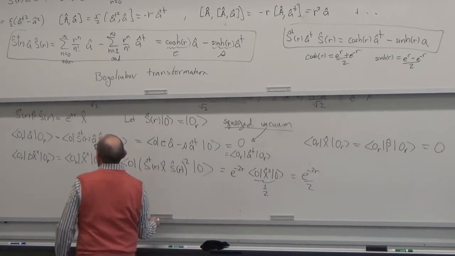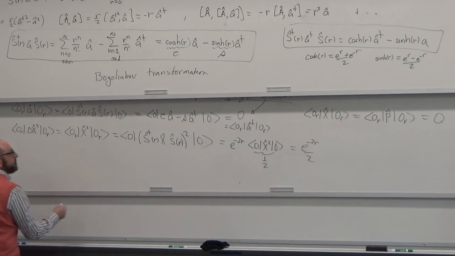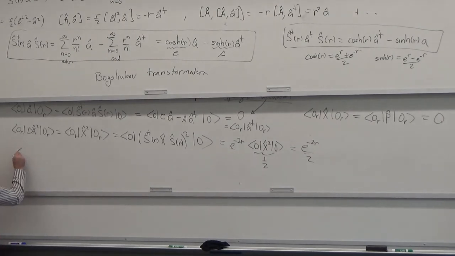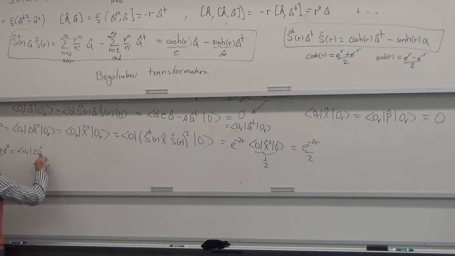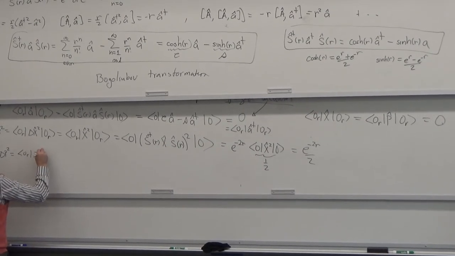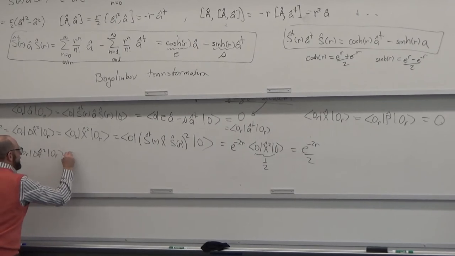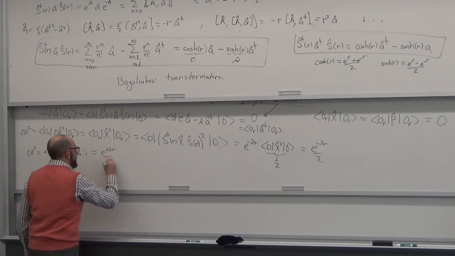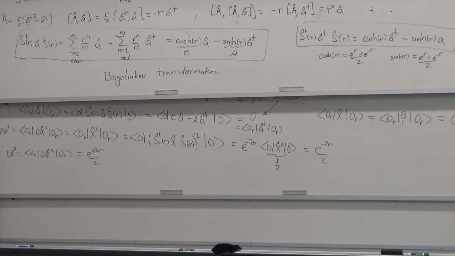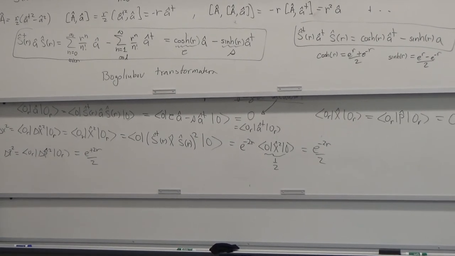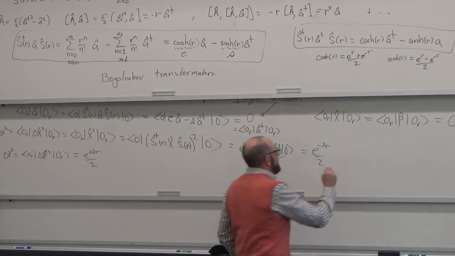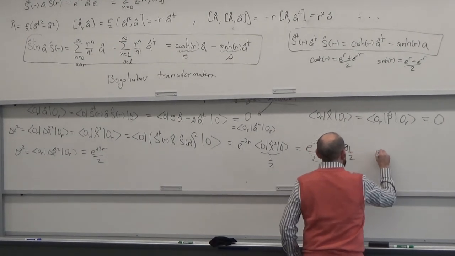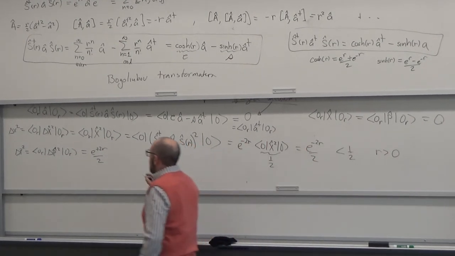And similarly, so this is delta x squared, delta p squared, plus 2r in these parameters. Okay. And so for r positive, this is less than a half, and this is greater than a half.